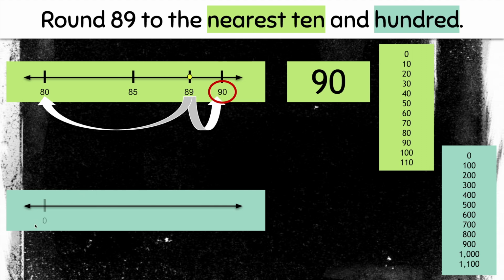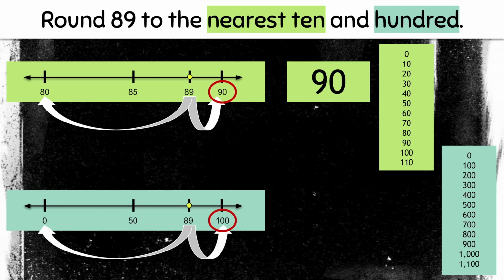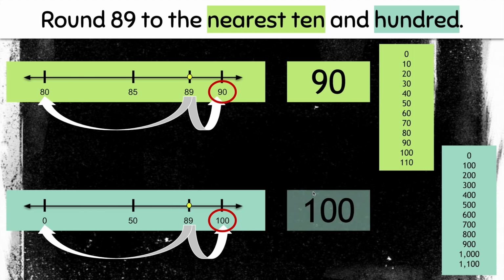Let's write 0, 100. Halfway is 50. 89 is greater than 50, so it will go on this side of the number line. So does 89 round to no hundreds or 100? It rounds to 100. So 89 rounded to the nearest 100 is 100.